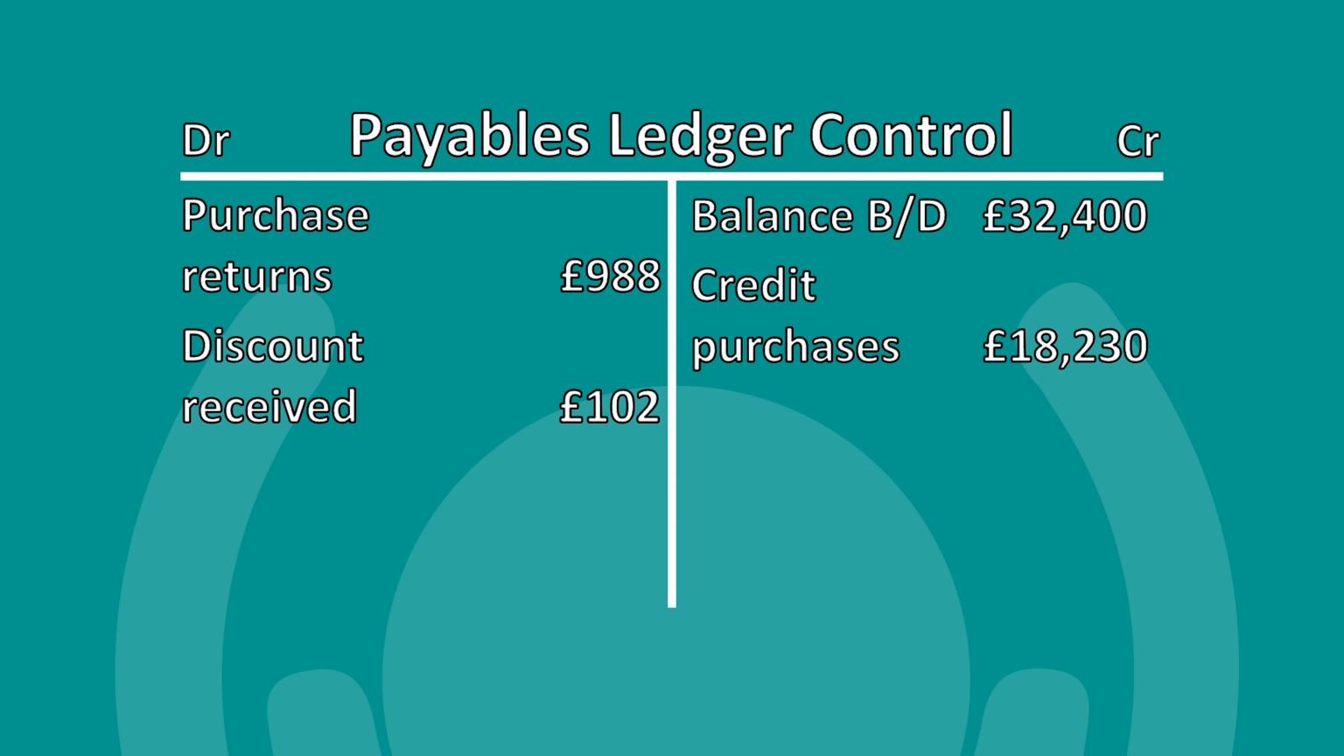This would therefore be entered on the debit side of the account. Lastly, payments to suppliers. Well, this would definitely reduce the amount of money owed to suppliers and therefore be entered on the debit side of the account.